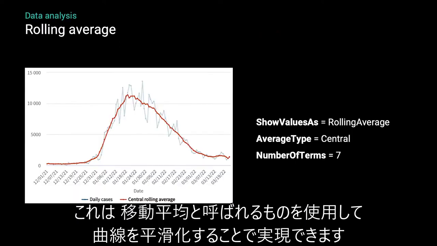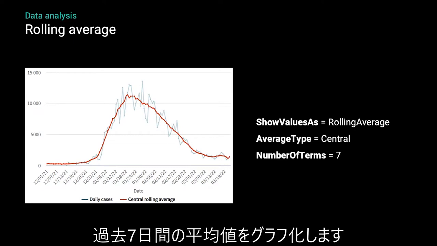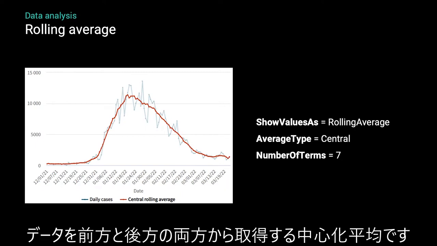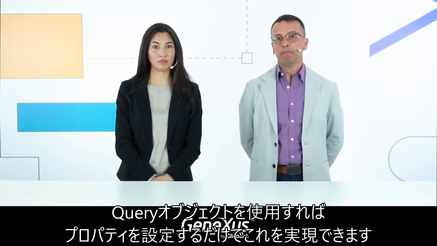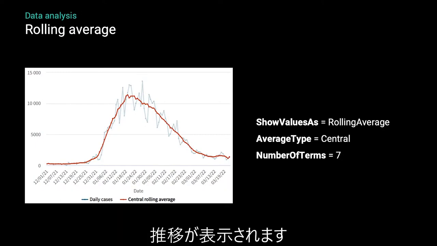And this is something that you can do, soften or smooth the curve using something that you call mobile averages. So instead of plotting the value for each day, what you're doing is, for instance, what is the average for the last 7 days, or you can even use a central average type that will take data both looking forward and looking back. So with a query object, you can do it, and you just need to configure some properties. For instance, you have the show values as property, which can be set to rolling average, and that is going to show that it's mobile.